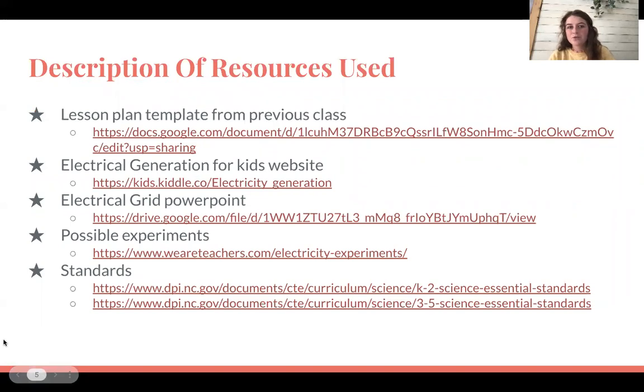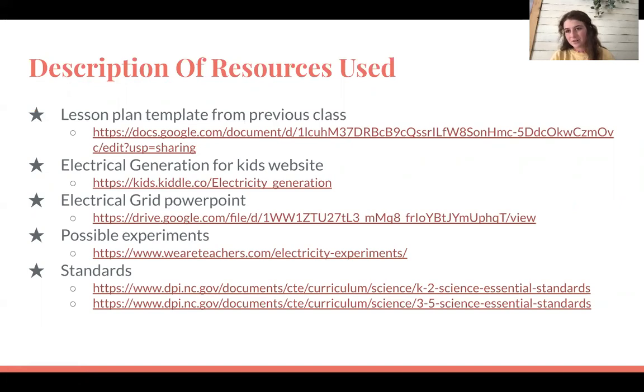So, description of resources used. I'm going to be using a lesson plan template from a previous class that I've had. It just makes sense to me and it's a great resource. And then I found this website on electrical generation for kids. It's really helpful because it explains things in very simple terms, and also has some helpful videos and other resources on there that I thought would be good.